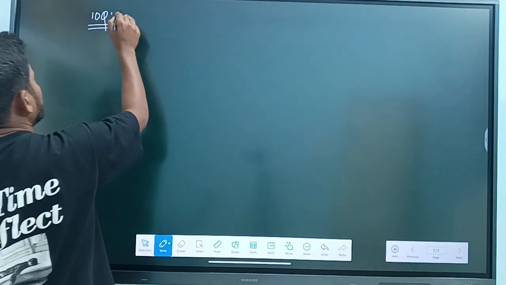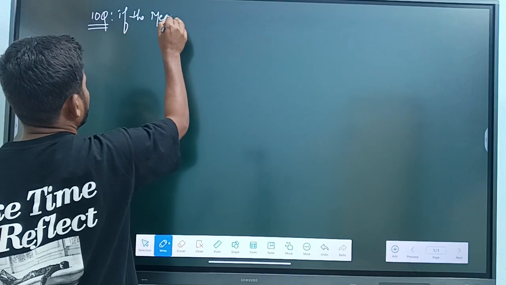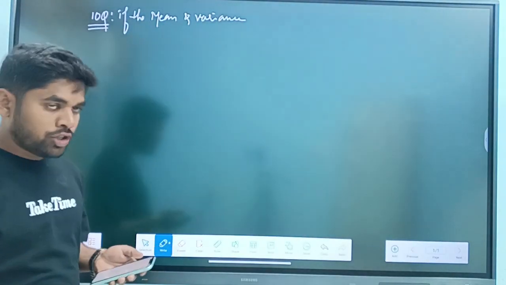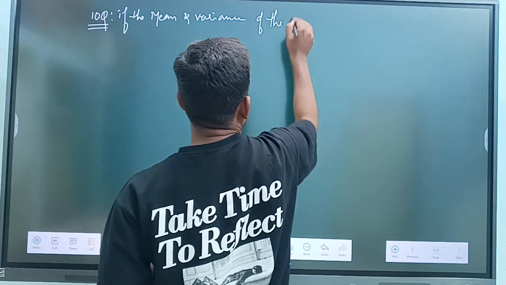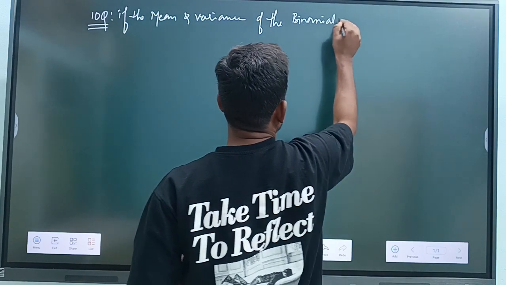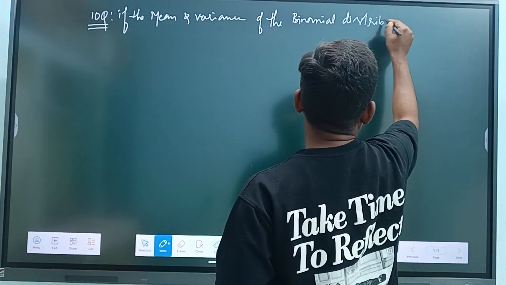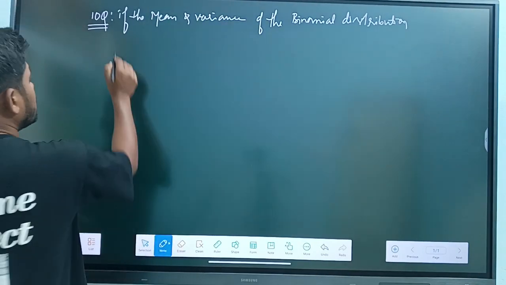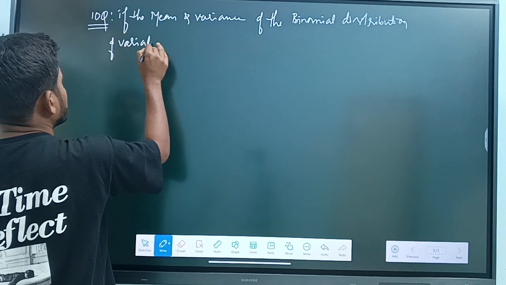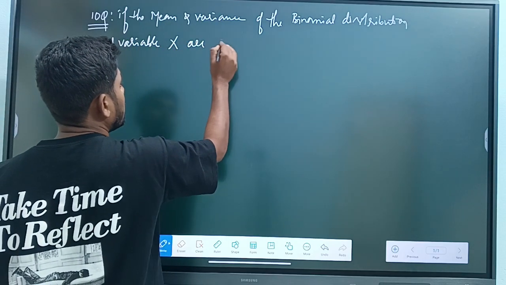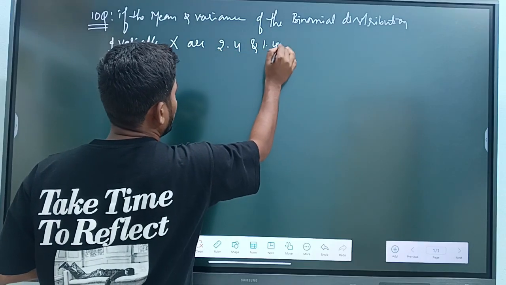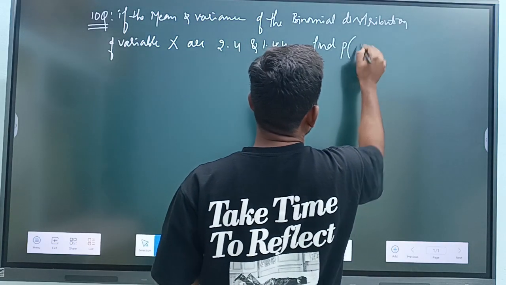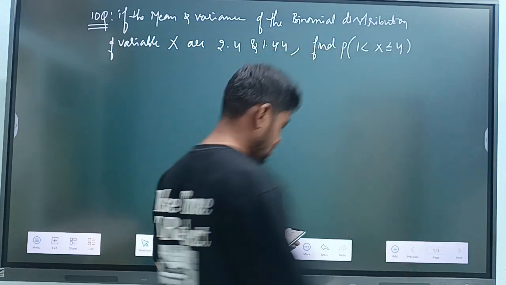So the 10th question is given: if the mean and variance of the binomial distribution of variable x are 2.4 and 1.44 respectively, then find the probability of 1 less than x less than or equal to 4. This is what we need to find.